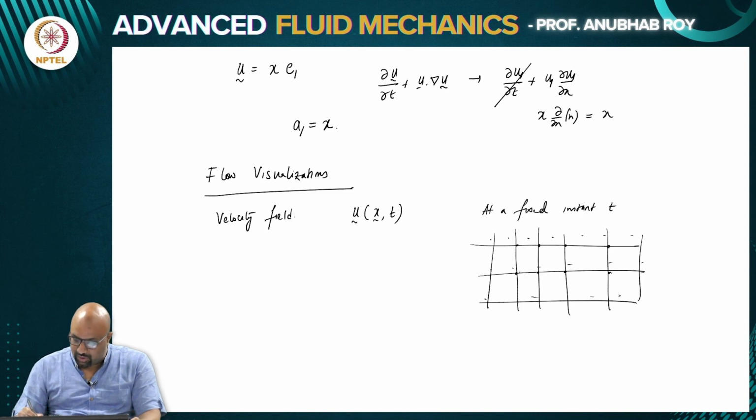Let me try drawing the velocity vector at every point. I am drawing it in 2D, but you can think of this in a 3-dimensional example, that at every point I can find out the velocity components at that particular point, the u1 and u2. So, I have these arrows: the direction of the arrow gives me the direction of the velocity field, and the length of the arrows tells me the magnitude of the velocity field.